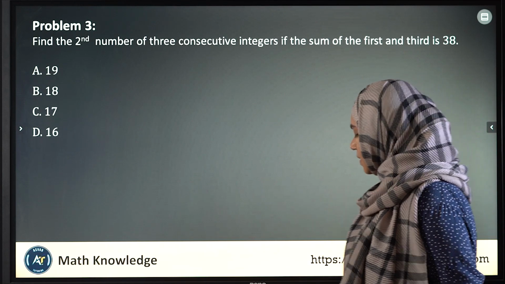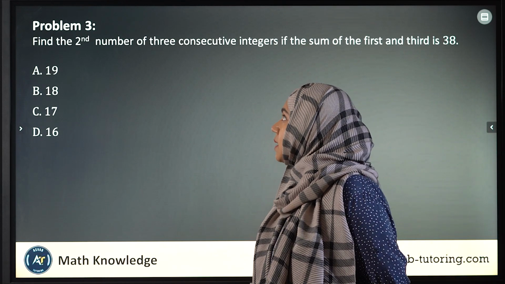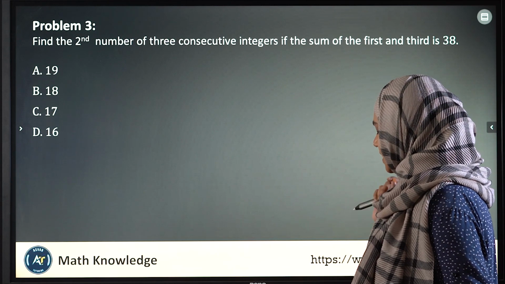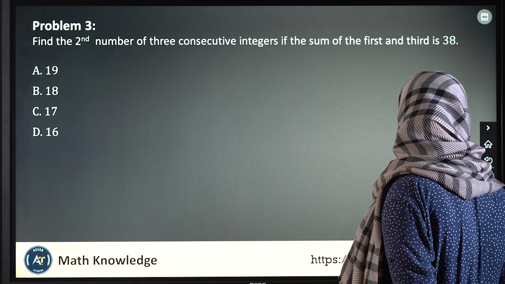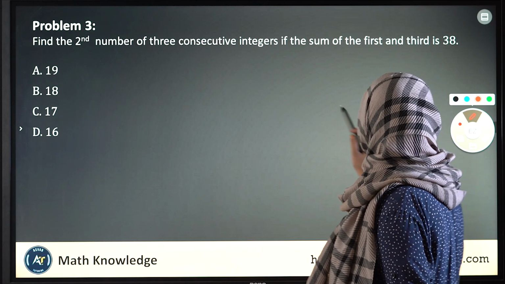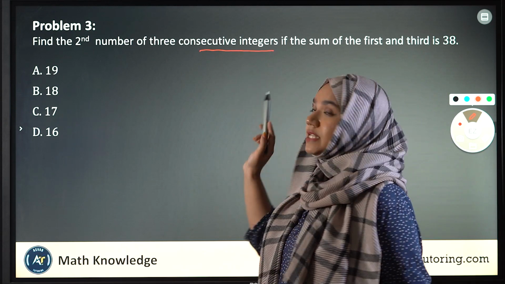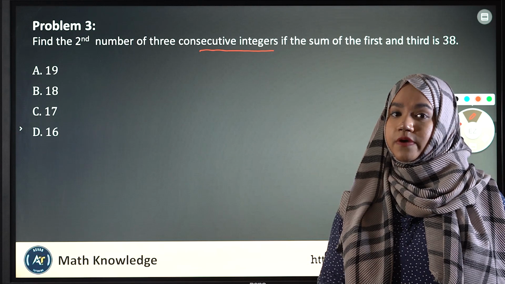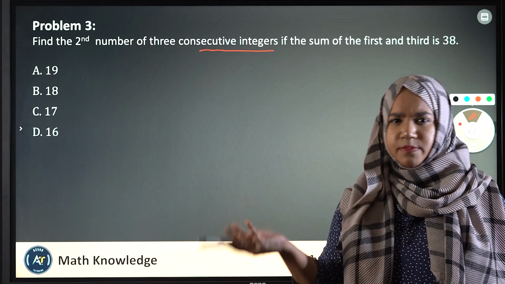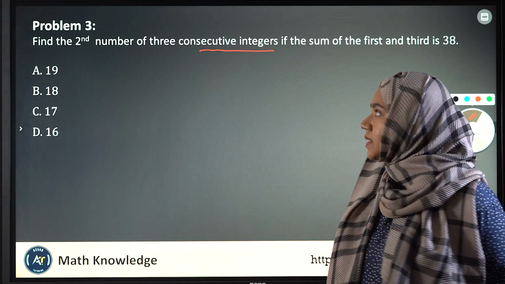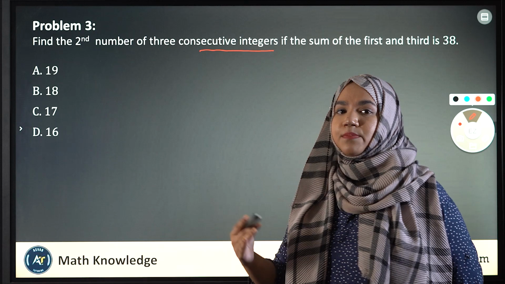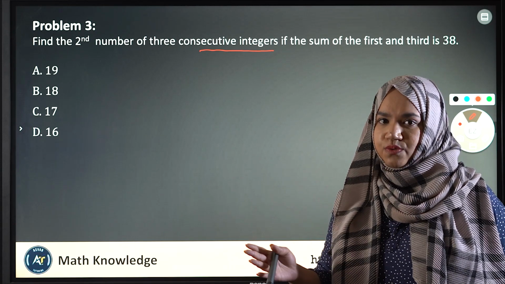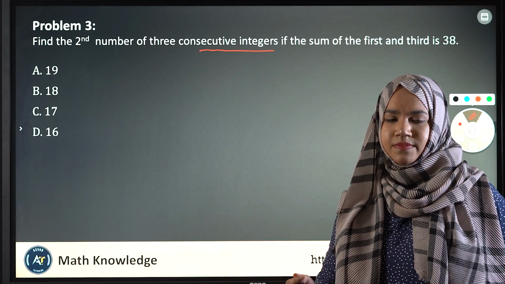So for problem number 3, we see: find the second number of 3 consecutive integers if the sum of the first and the third is 38. All right. So for this particular question, we need to know what consecutive integers are. Integers are whole numbers like 1, 2, 3, and 4. 1.5, 2.3, numbers like that are not integers, all right? And consecutive numbers are the numbers that go right next to each other. Like right after 1 is 2, right after 2 is 3, right?